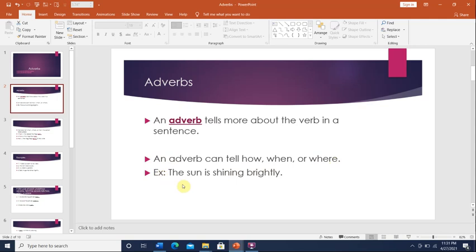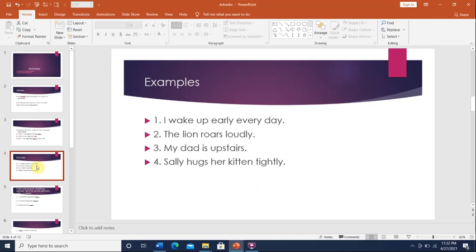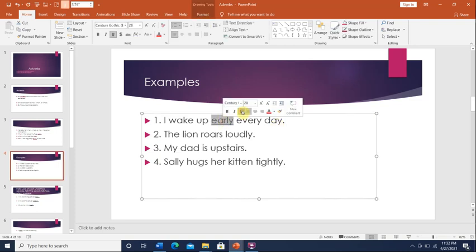An example, the sun is shining brightly. The adverb here is brightly and is telling you how the sun is shining. How is the sun shining? It's shining brightly. Okay, other examples of adverbs, I wake up early every day. Early is the adverb. It tells you when you wake up. So early is an adverb that tells more about the verb, and tells you when I wake up.